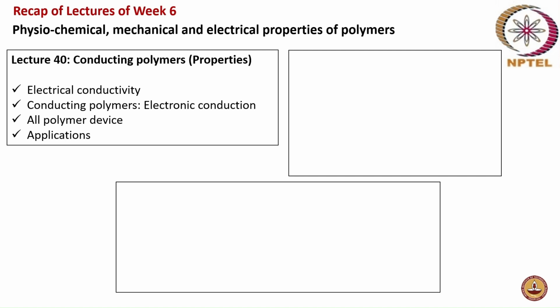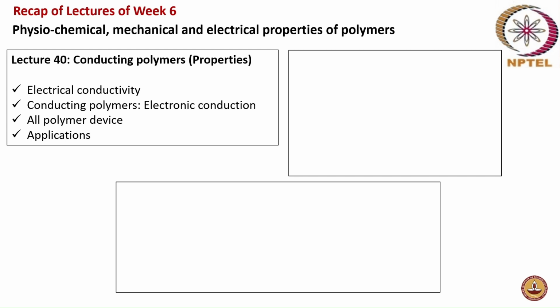One of the primary requirements of a polymer to be conducting is a delocalized electron, especially for electronic conduction. There is also another aspect called ionic conduction, where there can be groups that can dissociate even in polymers. For example, you may have groups like COOH which can dissociate into COO minus and H plus. But here the discussion was primarily on electronic conduction, where the conjugated delocalized electron was of primary importance. And then the all-polymer device was discussed.